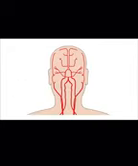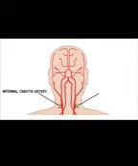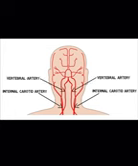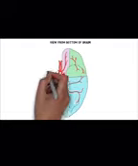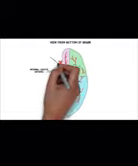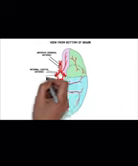The internal carotid arteries supply the brain with about 80% of its blood, while the vertebral arteries contribute the remaining 20%. After ascending to the brain, the internal carotid arteries split into the anterior and middle cerebral arteries.